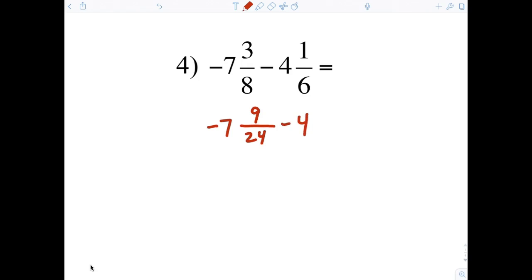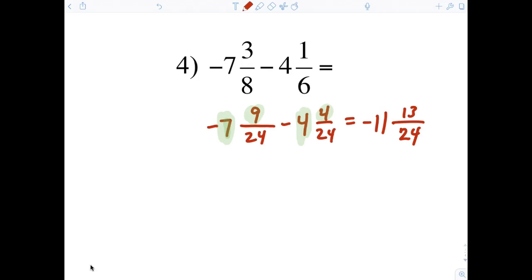Minus 4. 1/6 is how many 24ths? 4/24. Beautiful. Now, were we adding or subtracting? Adding. But is the answer positive or negative? Negative. So now we're adding 7 and 4, which is what? 11. Negative 11. And then the 9 and the 4 make? 13 over 24. You're awesome. Negative 11 and 13 over 24.